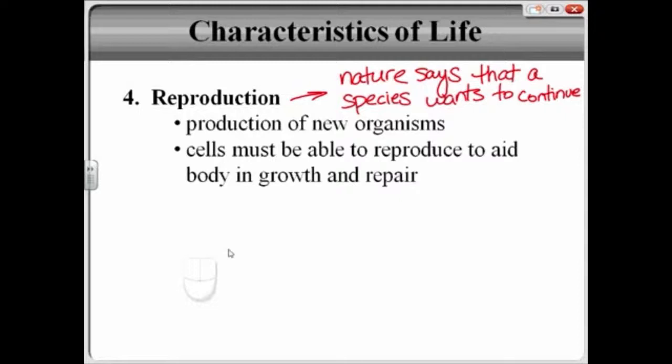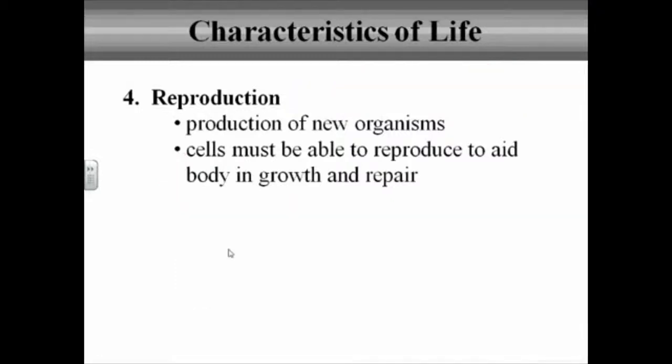In addition, reproduction also occurs at the cellular level. At the cellular level, the cells need to be able to reproduce. That particular reproduction that we're talking about is mitosis, for growth and repair. Just for typical maintenance, there needs to be reproduction of cells in order to maintain life.